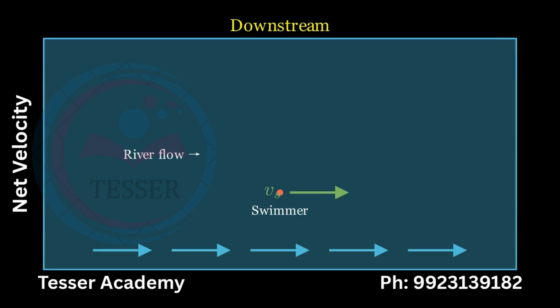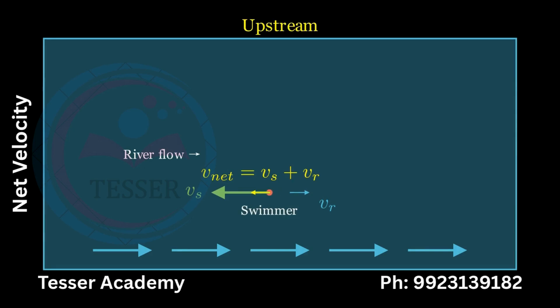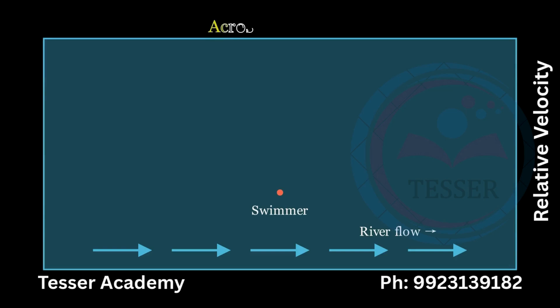If the swimmer swims downstream, the velocities add up and motion becomes faster. If the swimmer swims upstream, the swimmer can move against the flow only if the swimmer's speed is greater than the river's speed. Now let us change the frame of reference.